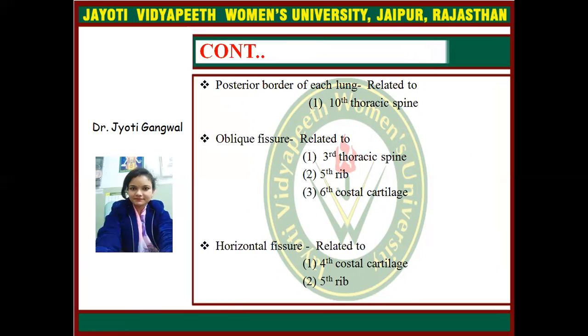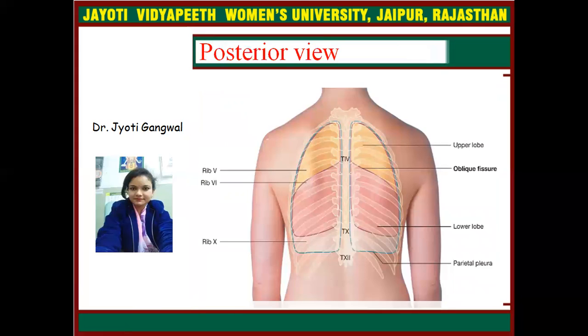Now, the posterior border of each lung is related to the 10th thoracic spine. The oblique fissure is related to the 3rd thoracic spine, 5th rib, and 6th costal cartilage. The horizontal fissure is related to the 4th costal cartilage and 5th rib. The posterior border coincides with the posterior margin of the pleural deflection, except that it is higher and lies at the level of the 10th thoracic vertebra.